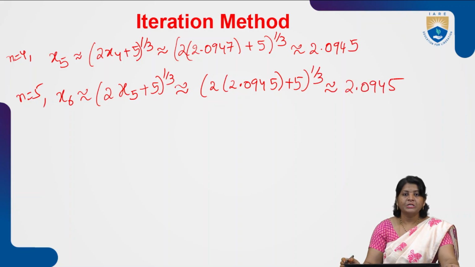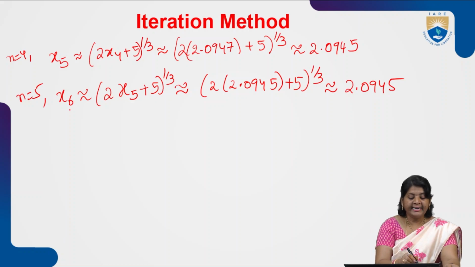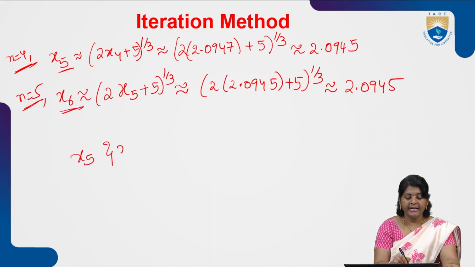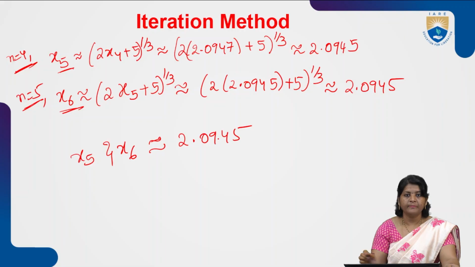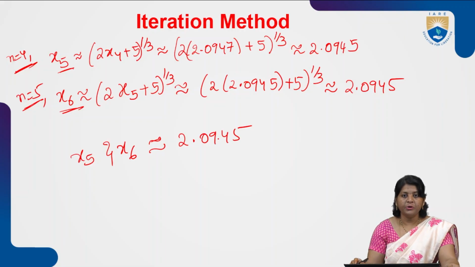2.0945. So here if you observe, for iteration n is equal to 4 and n is equal to 5, that means x5 and x6, both values are approximately equal to 2.0945. So now we can conclude that the root of the given function is approximately 2.0945.